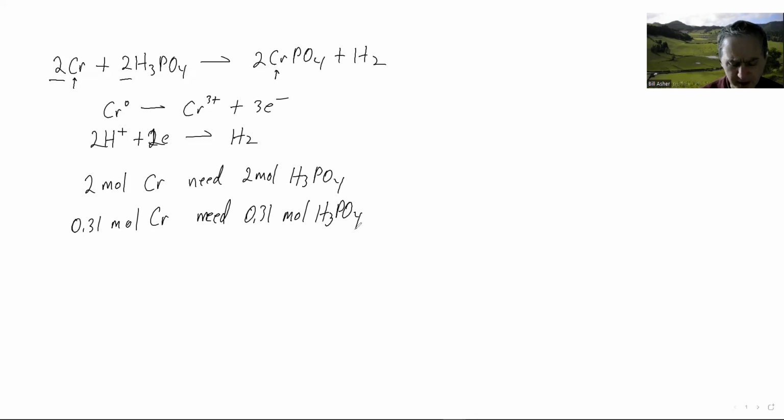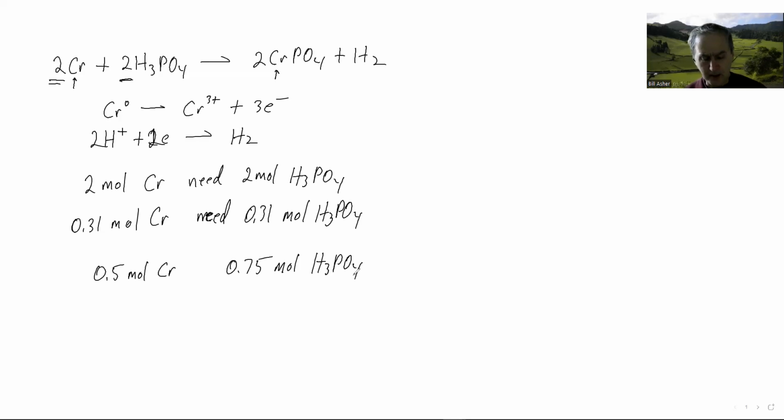So what's really going on here is there are conversion factors around, and we can get those from the stoichiometry. But first off, I just want to make sure that it should be clear that when the stoichiometry is 1:1, it should be relatively easy to figure out the limiting reagent. Let's say I had 0.5 moles of chromium and 0.75 moles of H3PO4.